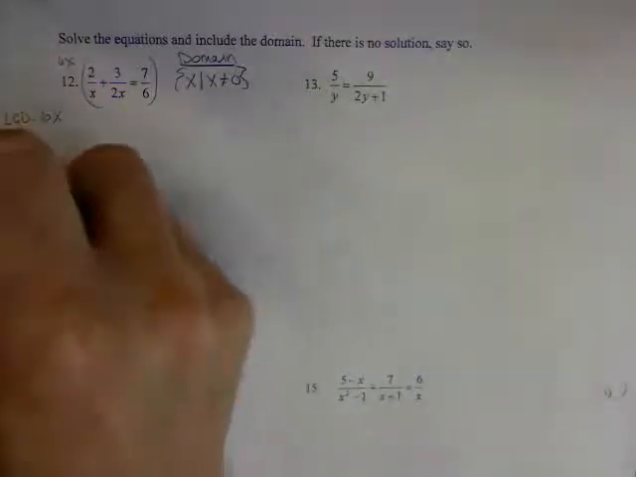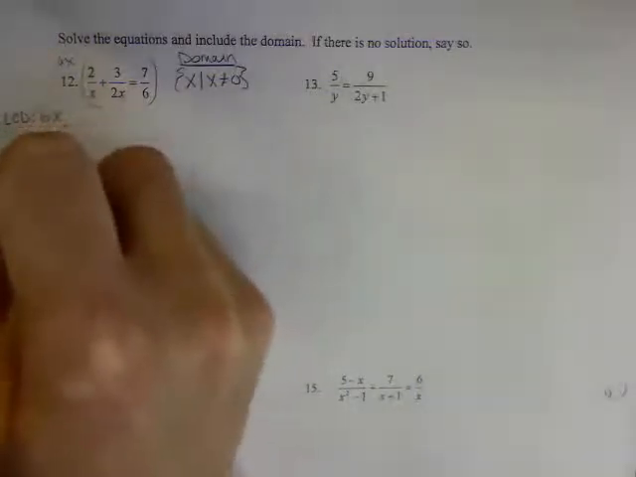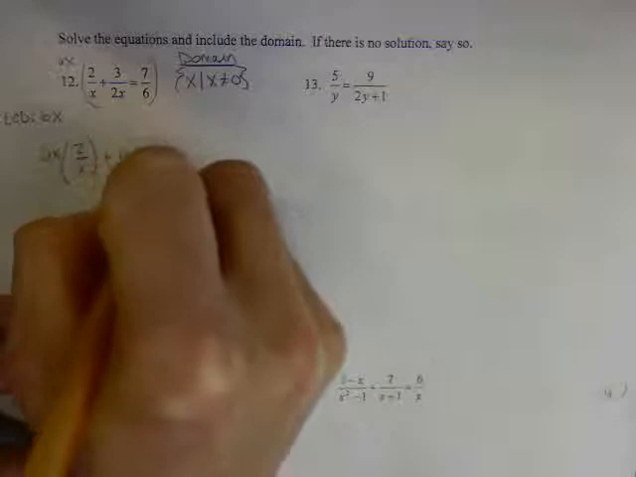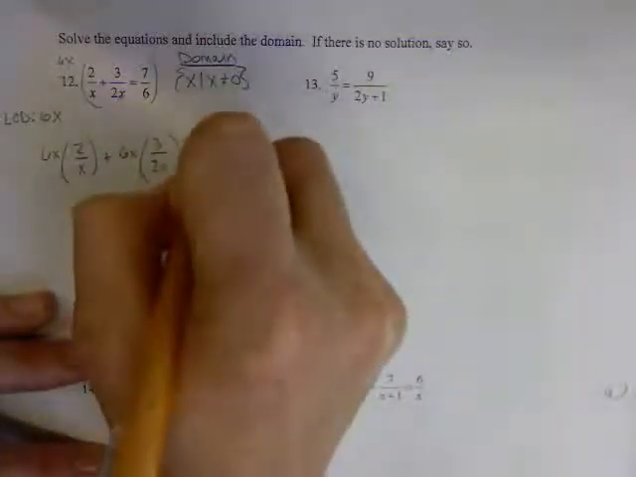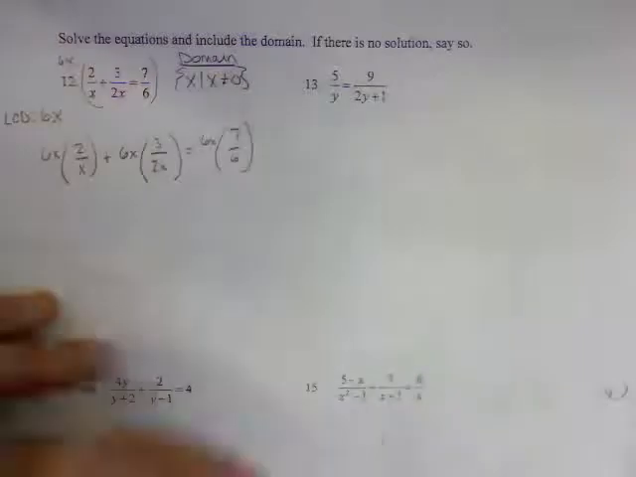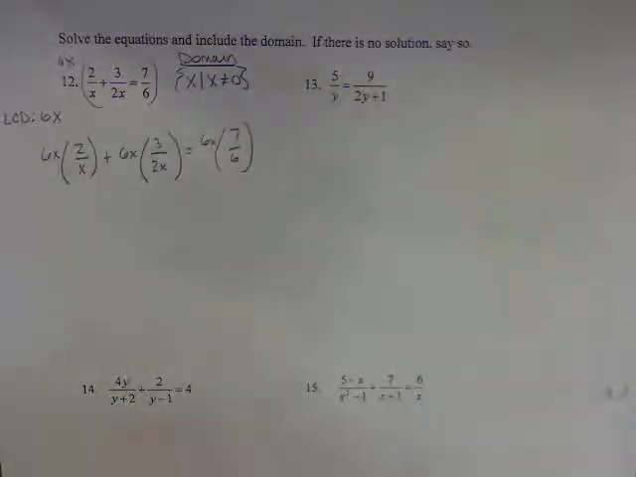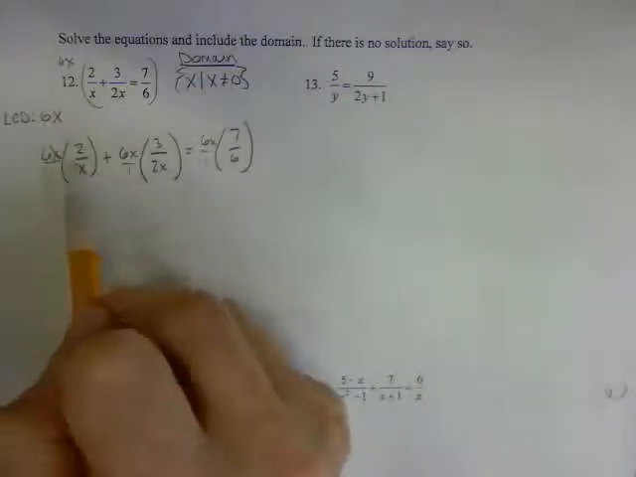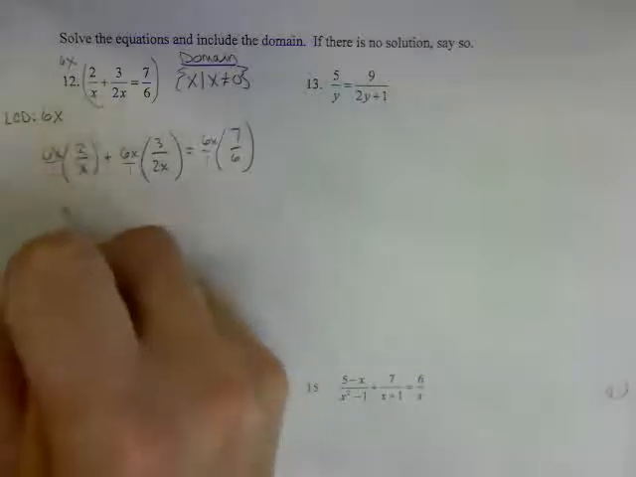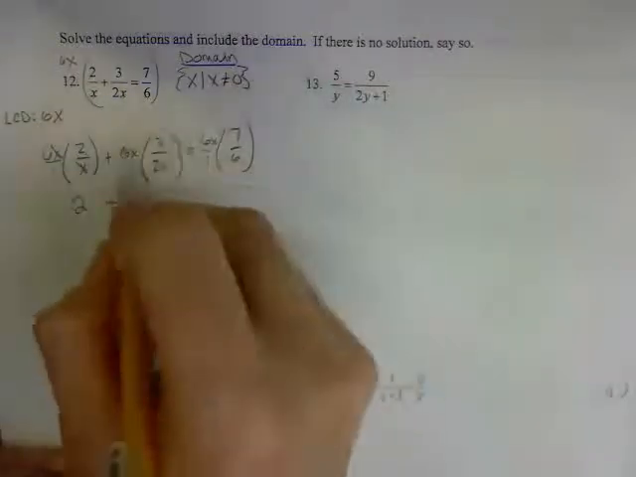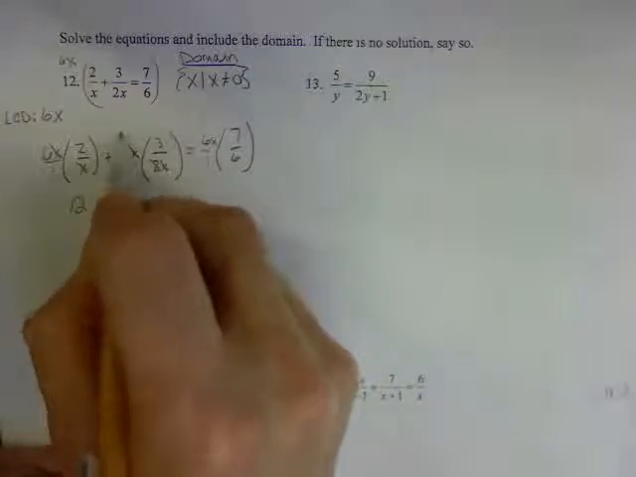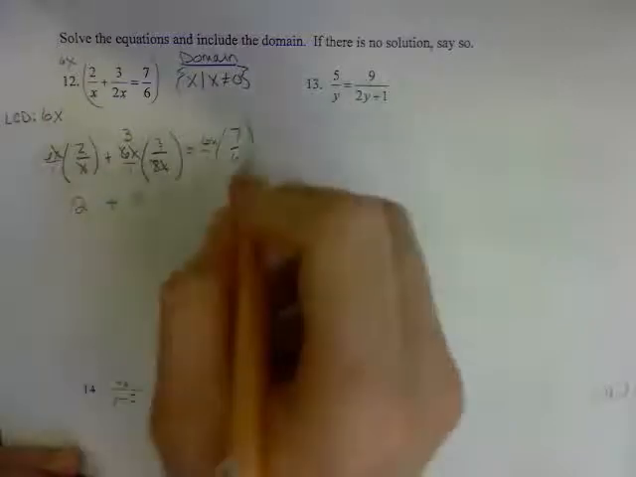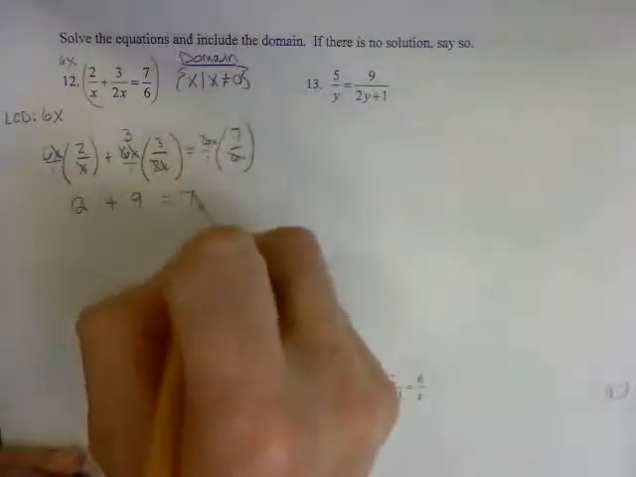We can write this as 6x times 2 over x plus 6x times 3 over 2x is equal to 6x times 7 over 6. Now you can easily see what cancels here. The x and x cancel, so you're left with 6 times 2, which is 12. The x's here cancel, and the 2 cancels with the 6 and becomes a 3, so we're left with 3 times 3, which is 9. And over here the 6's cancel, so we're just left with 7x.